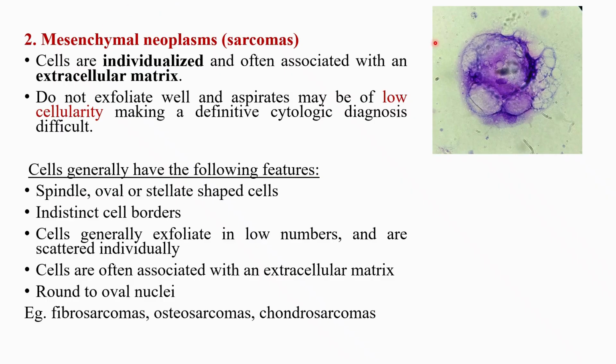The first feature is the cells should be spindle, oval or stellate in shape, and the cells will have indistinct cell borders, but in the case of epithelium they have distinct cell borders, and they will be scattered individually and often in very low numbers. In the case of epithelium it will be seen as a sheet of cells and there will be a large number of cells, but in the case of mesenchymal tumor we will get a very small cell population and they will be associated with the extracellular matrix. The nucleus can be either round or oval. Examples for mesenchymal neoplasm include fibrosarcomas, osteosarcoma, chondrosarcomas. Here you can see a case of lipoma.